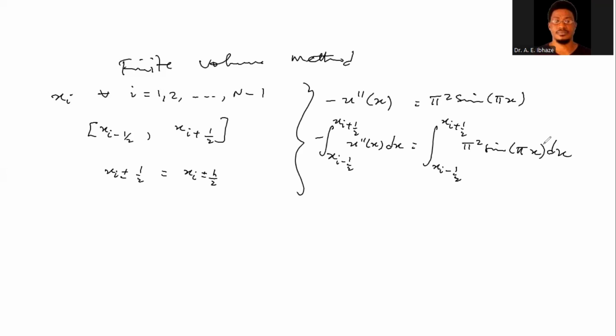So once we apply the fundamental theorem of calculus, we know that the left-hand side will be the same as negative U prime of x sub I plus 1/2 minus U prime of x sub I minus 1/2. Because once we integrate the second order, we get the first order. And then afterwards, we could evaluate to derive the system of equations and then solve.